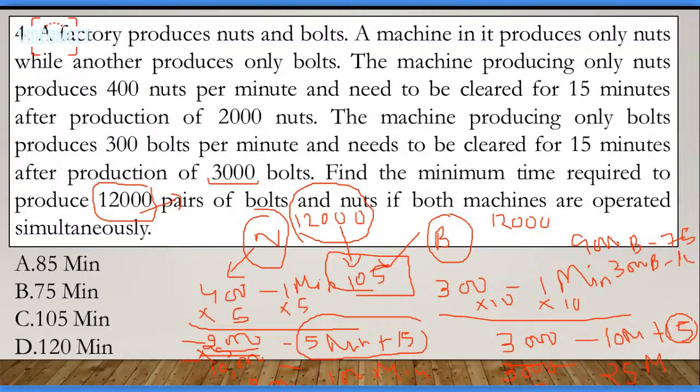That means 75, 10, 85. That means for production of 12,000 nuts it requires 105 minutes, and for production of 12,000 bolts it requires 85 minutes. Then what is the answer of this question? Please tell me.